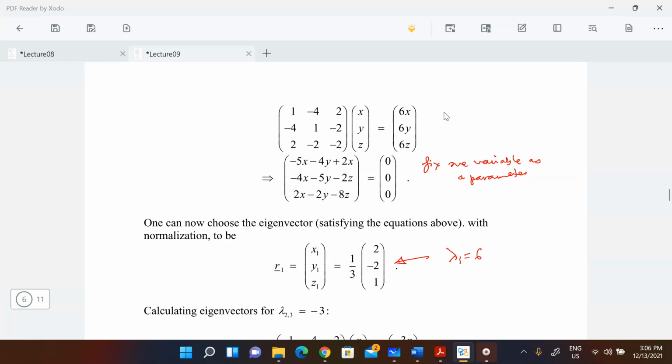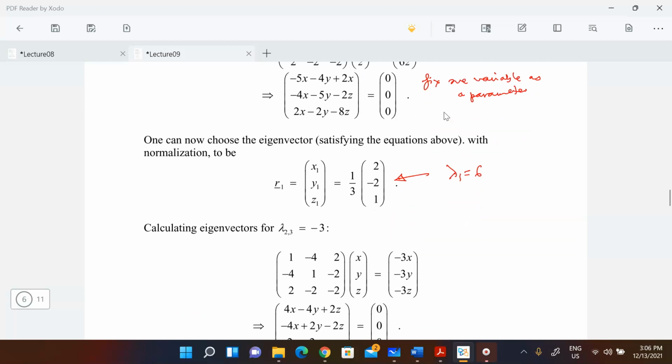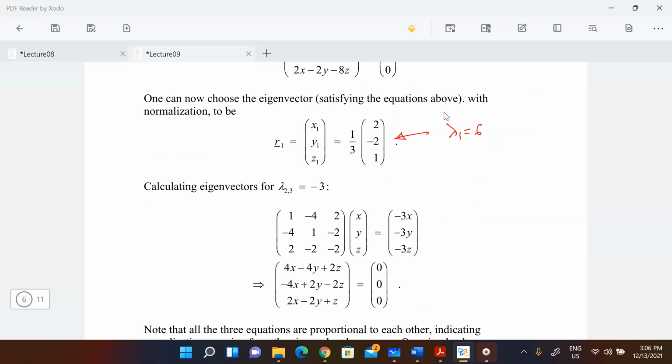If you try to do the case of the degenerate eigenvalues, then one of the problems you will probably find is that the 3 sets of equations over here are proportional to each other.